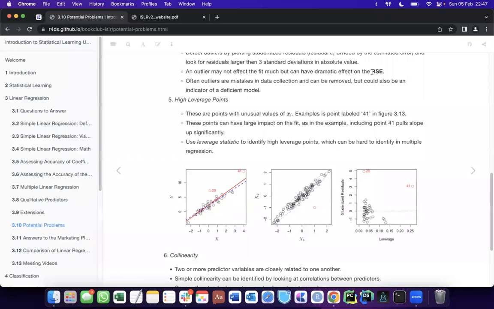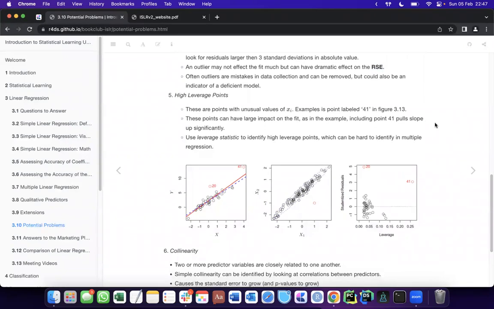And it can have a dramatic effect on the RSE. Remember, the RSE we said is in units of the response. So a single outlier can have quite a big effect on that overall term and affect that goodness of fit.